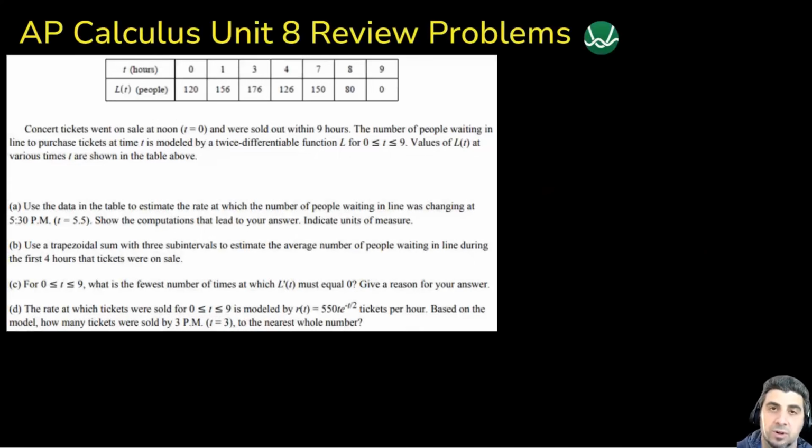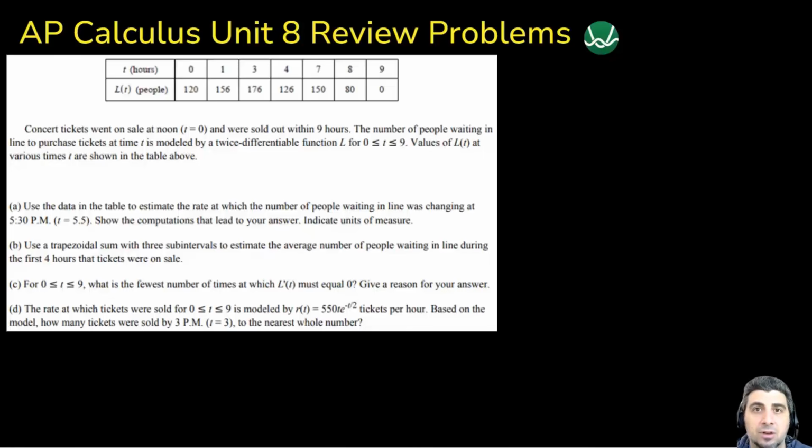Now, part D, you want to use a trapezoidal sum with 3 subintervals to estimate the average number of people waiting in line during the first 4 hours the tickets were on sale. One thing with a trapezoidal sum is sometimes it's difficult to remember that formula, especially when the subintervals are not all uniform. So another way to understand how to get the trapezoidal sum is it's actually just the average of the left and right endpoint methods.